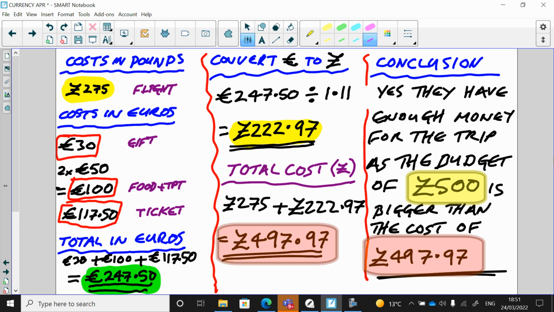And actually, how much would they have left over? £2.03. What could you buy at an airport cafe for £2.03? Oh, I don't know. Not much. Half a donut. Not even a coffee.